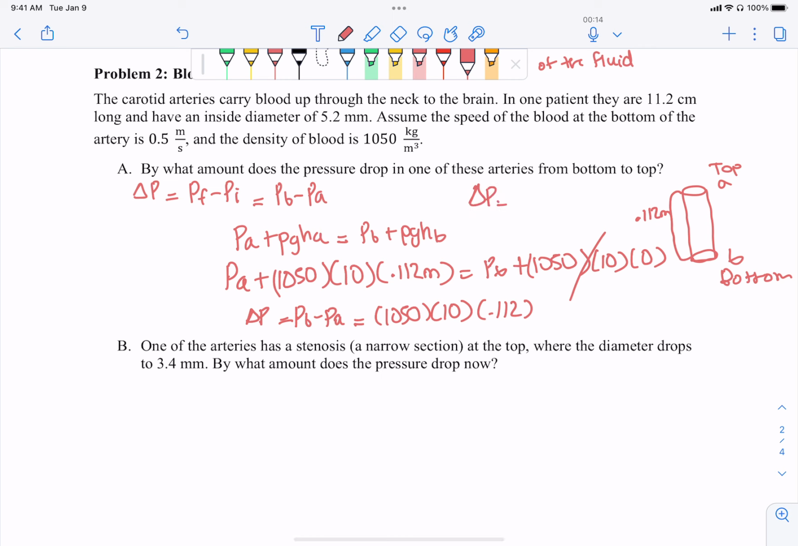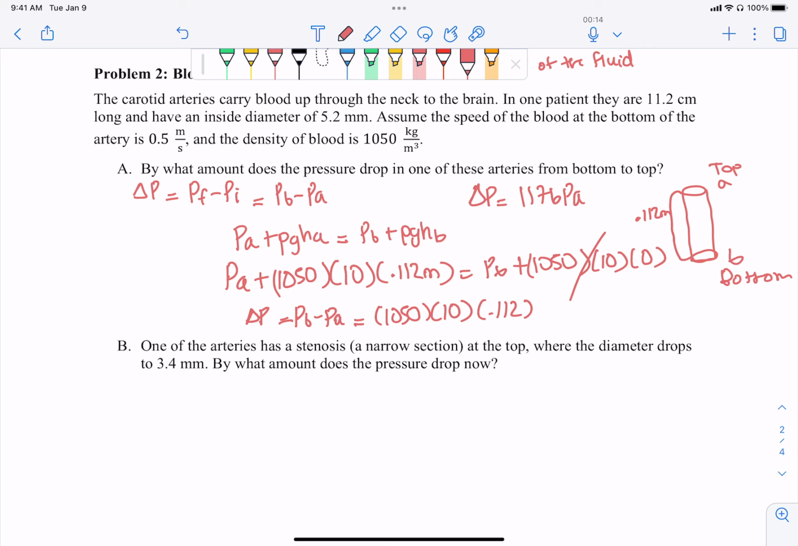That'll give me the pressure drop, right? And that should be, yep, 1,176 pascals, right? So you can say then there's a pressure drop of 1,176 pascals, right?